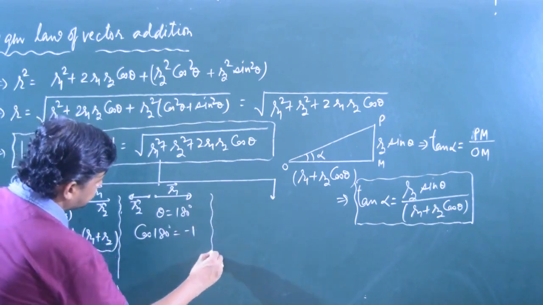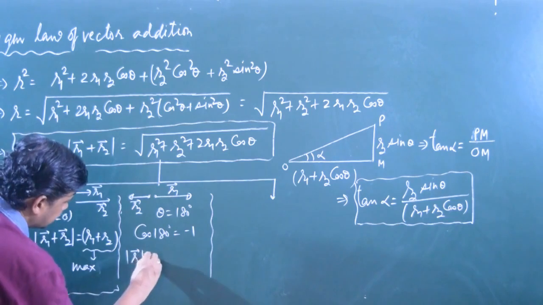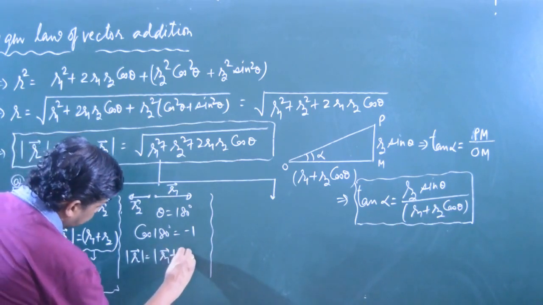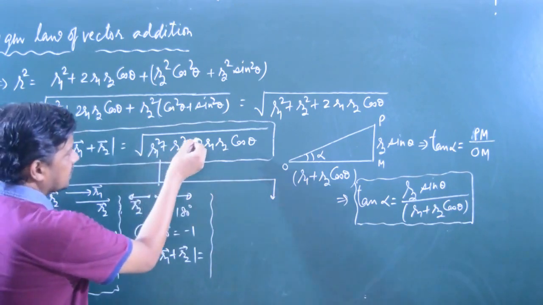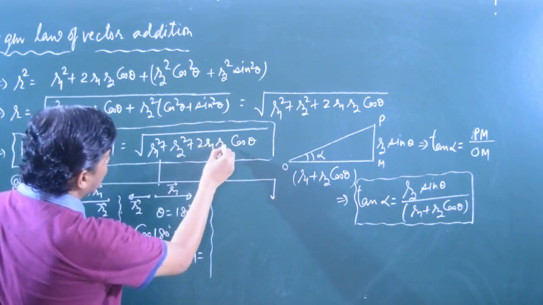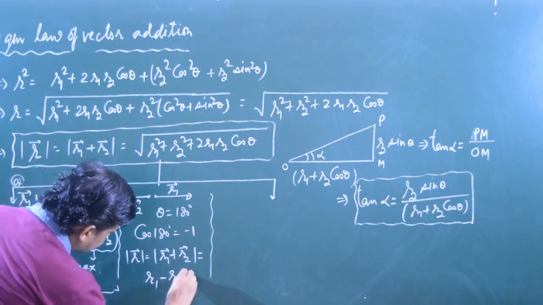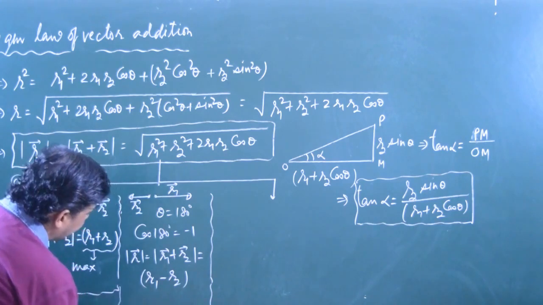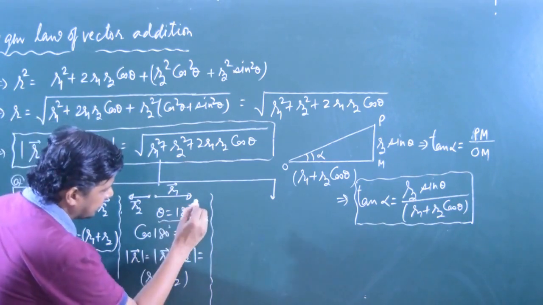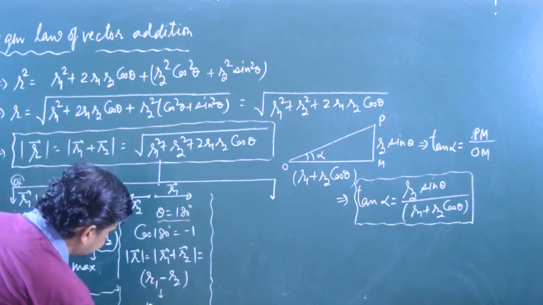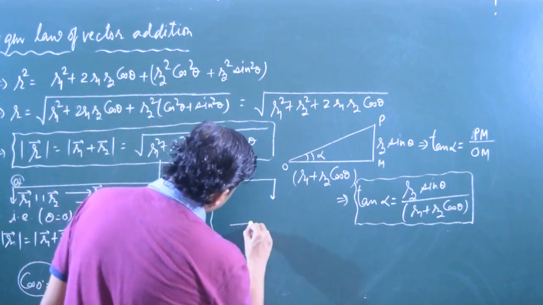So in that case, the magnitude of the resultant, that is mod of R1 plus R2, is equal to root of R1 square plus R2 square, cos 180 is -1, minus 2 R1 R2. So this resultant is what we have? R1 minus R2. So resultant of the two vectors is minimum if these are anti-parallel or angle between them is 180 degree. So this one is the minimum resultant.